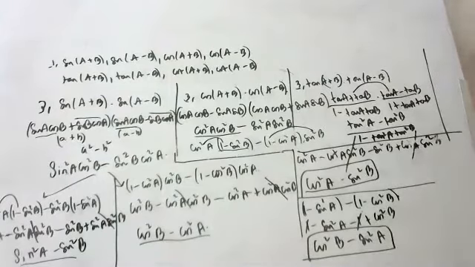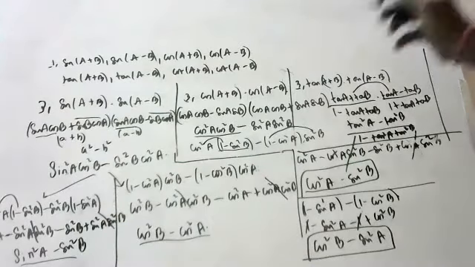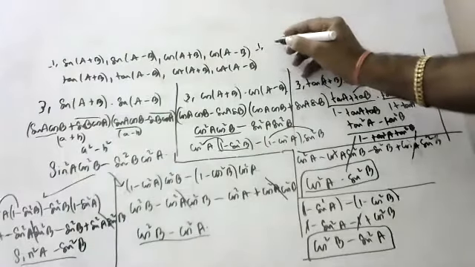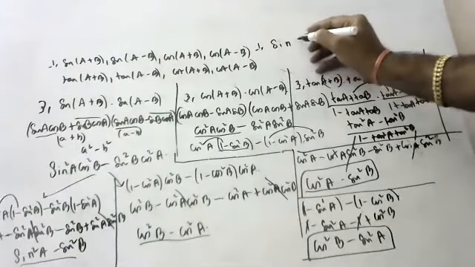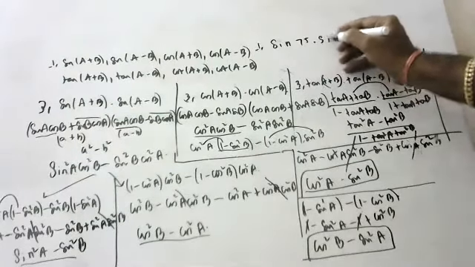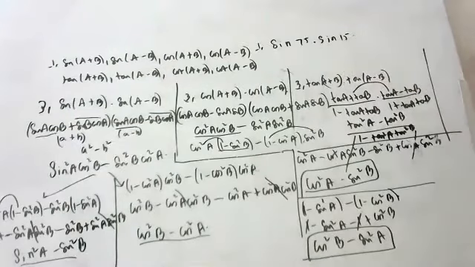See, children, first numerical, I will show you, children. Like this they ask, children: what is the value of sin 75 into sin 15? Like this they will ask. Sin 75 into sin 15. They will ask questions like this, children.